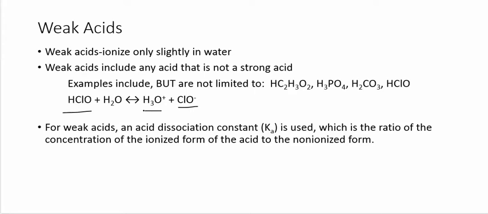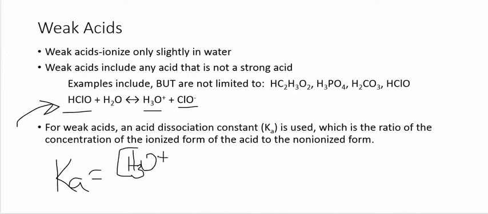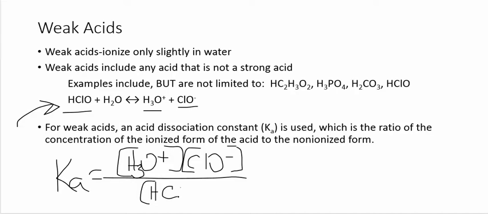We're going to use an acid dissociation constant, Ka, for weak acids, and it's a ratio of the ionized form to the non-ionized form. So Ka for this example up here would be equal to H3O+ times ClO- divided by the concentration of HClO. We leave out water because water is a liquid and the concentrations of liquids do not change.